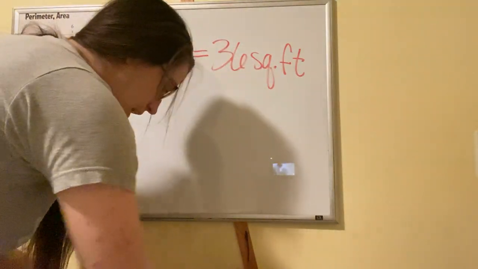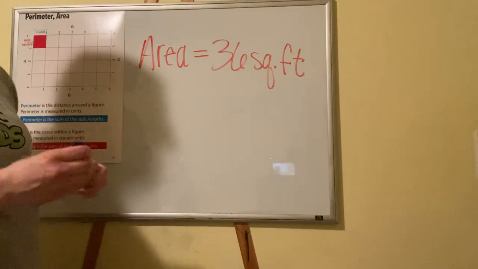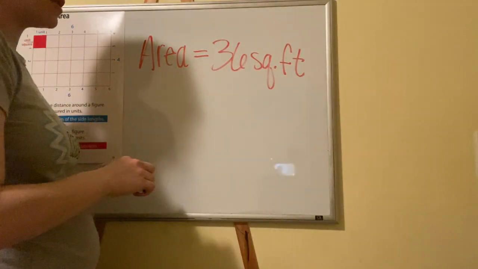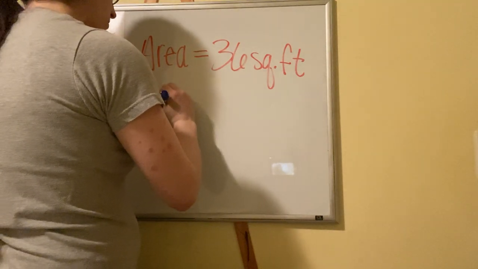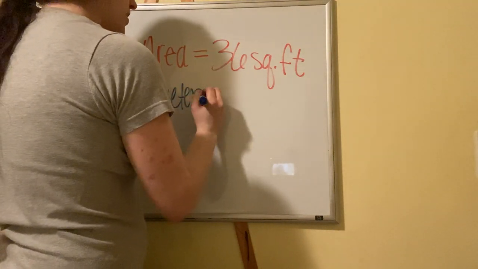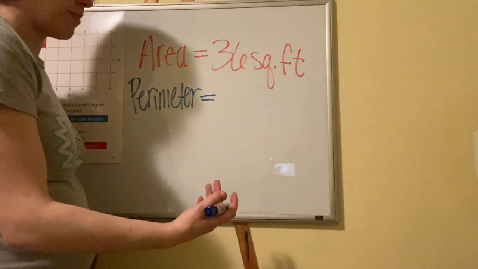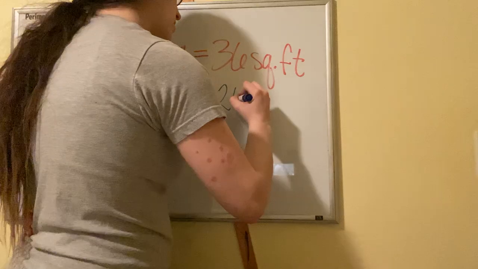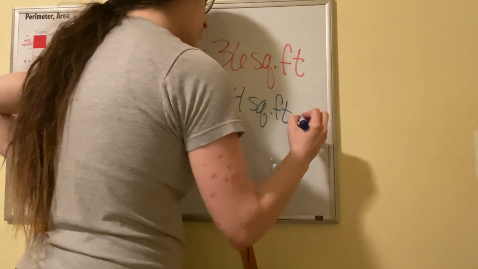So the area, the inside part of the sandbox, is 36 square feet, but the perimeter, this is the sum of the side lengths, the distance around the shape. That was 24 square feet.